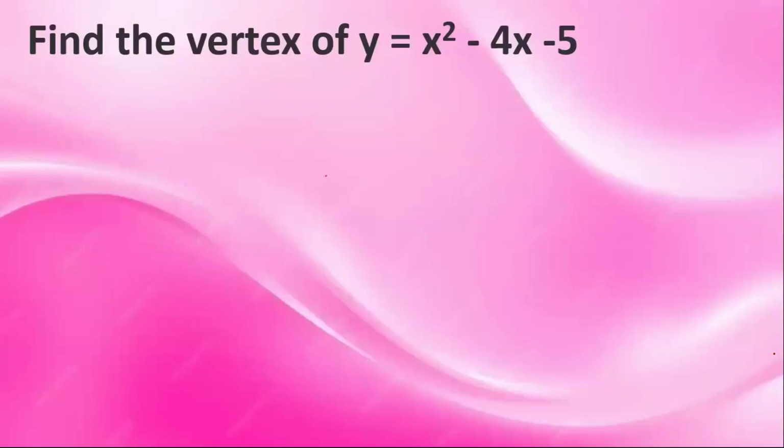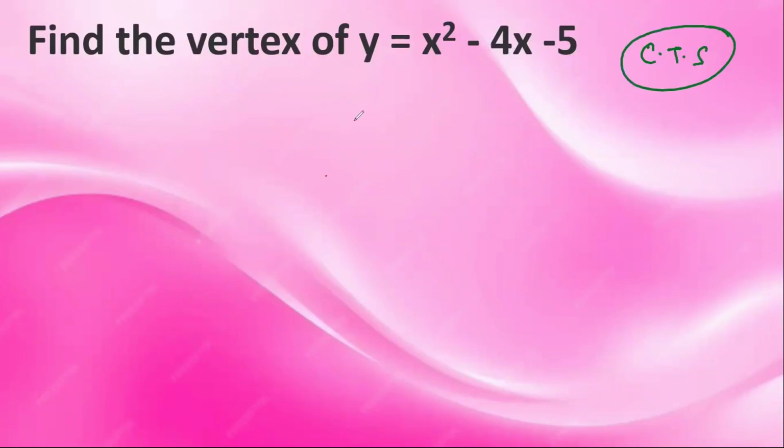How to find out the vertex of a quadratic equation, right? So we have a quadratic equation, which is y equals x squared minus 4x minus 5. We can use any of the methods, but basically we are using the completing the square method to find out the vertex of the quadratic equation.